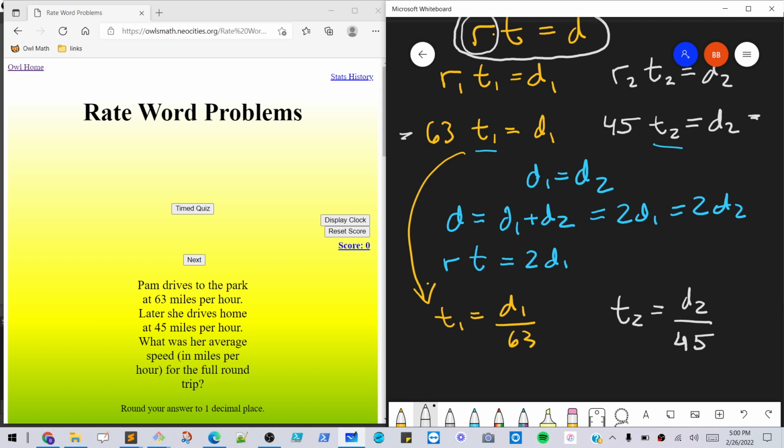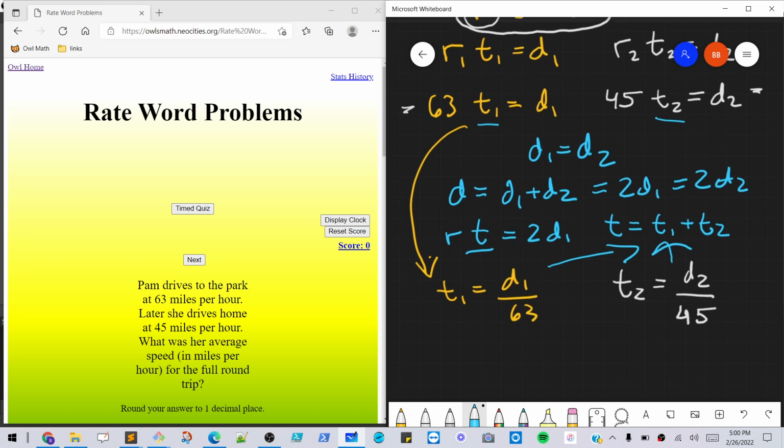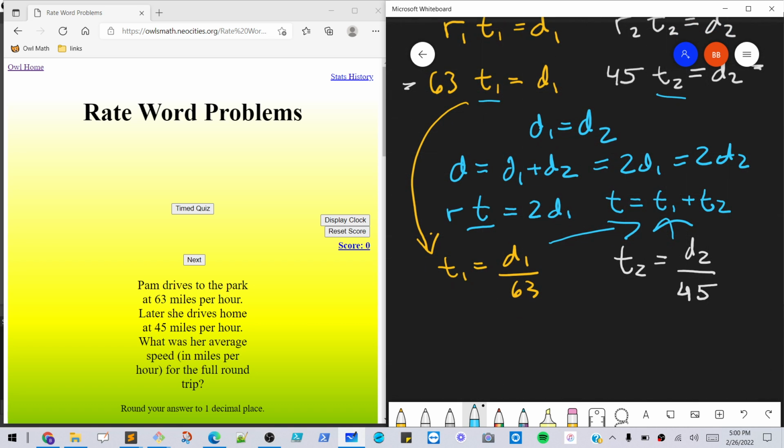And then going back to this formula that we want to figure out, we don't know t, but we do know that t is the total time. So that's t1 plus t2, and we have expressions for that. We have these two expressions, so let's try to put something together for t.